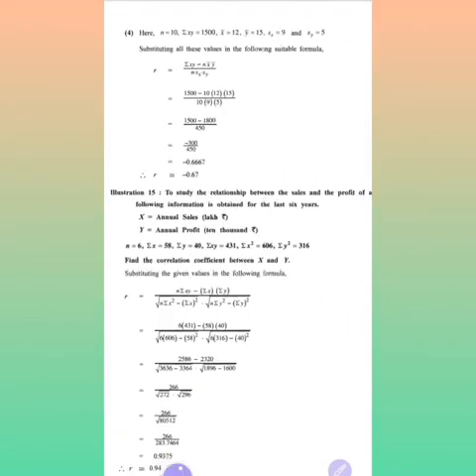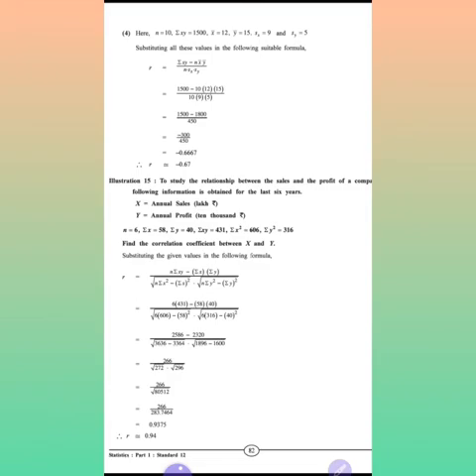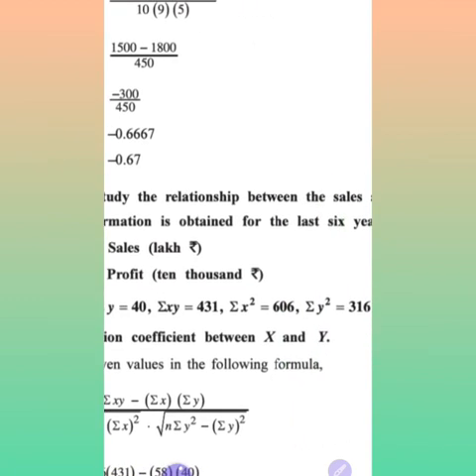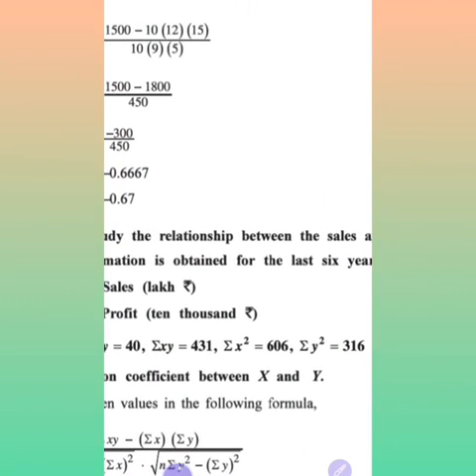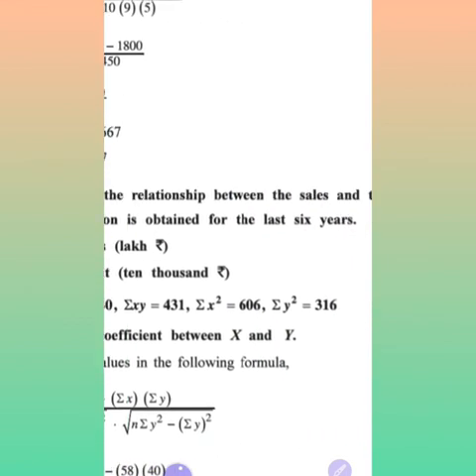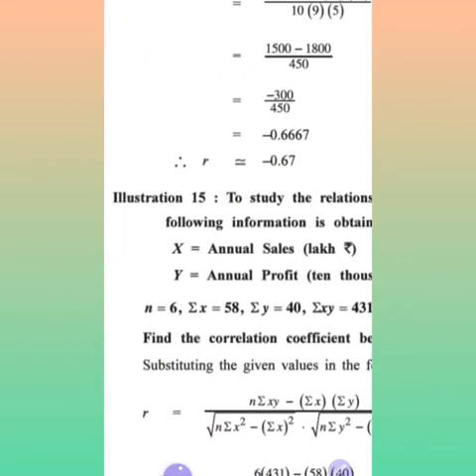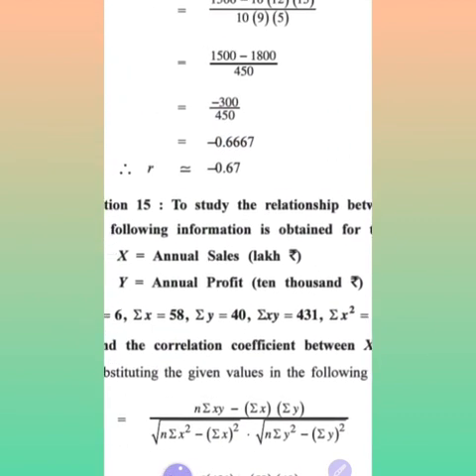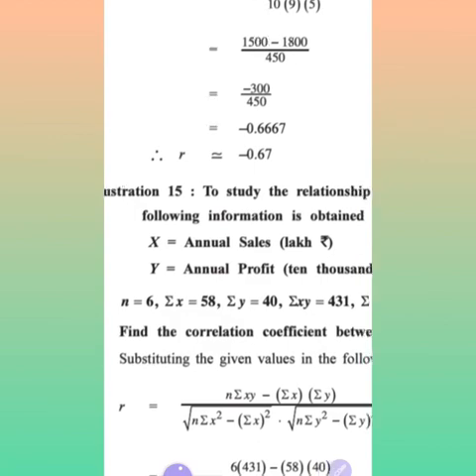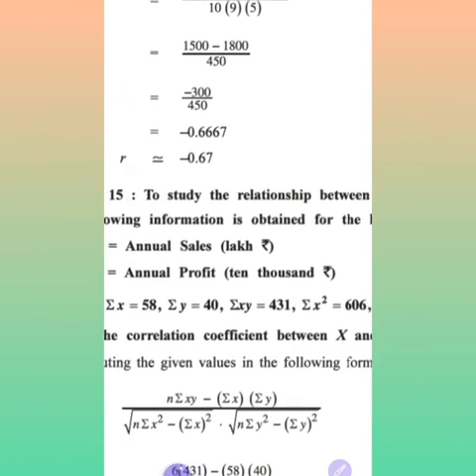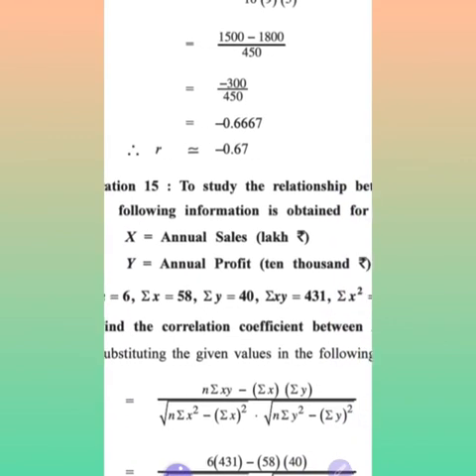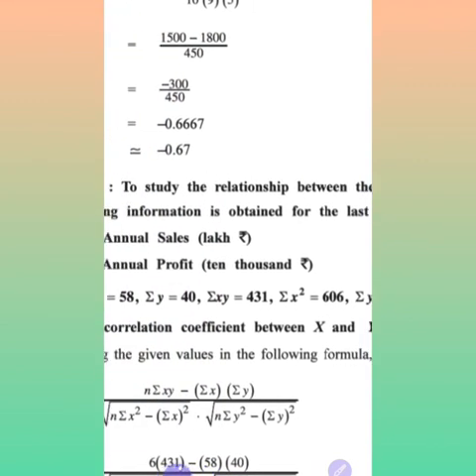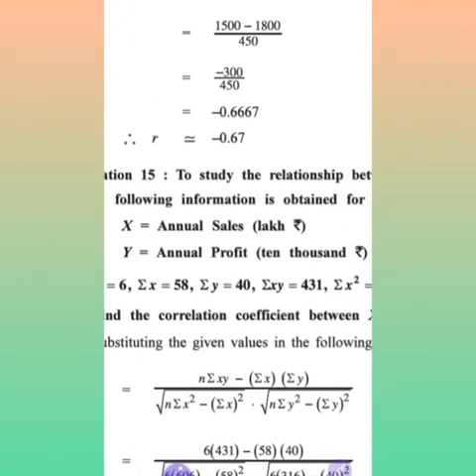Now we'll see our question number 15. What they have given us in question number 15 is to study the relationship between the sales and the profit of a company. The following information is obtained for the last 6 years, so your n is 6. They've given us x, the annual sales in lakh rupees, and y, the annual profit in 10,000. They've given sigma x, sigma y, sigma xy, sigma x square, sigma y square. Everything has been given, and they've told us to find out the correlation coefficient.